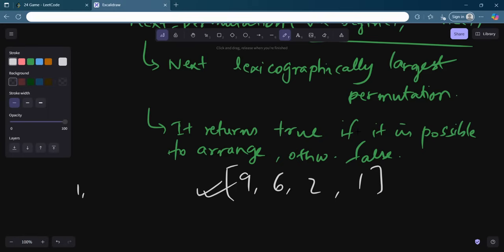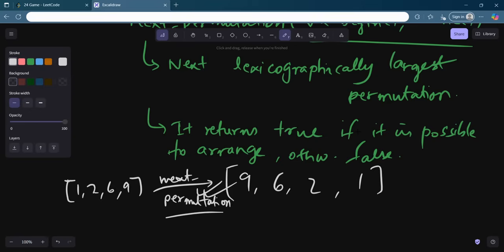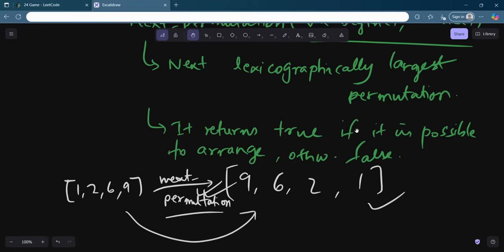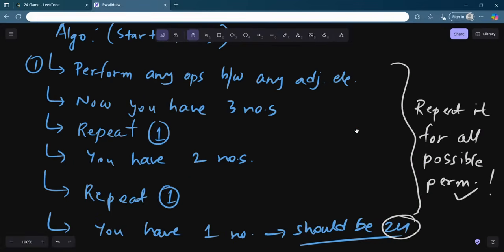So what I can do is start with 1 2 6 9. I sort the whole array and perform next permutation, and keep performing next permutation until I get the reverse sorted array. In between I will get all possible permutations, and in every permutation I will apply this whole algorithm.